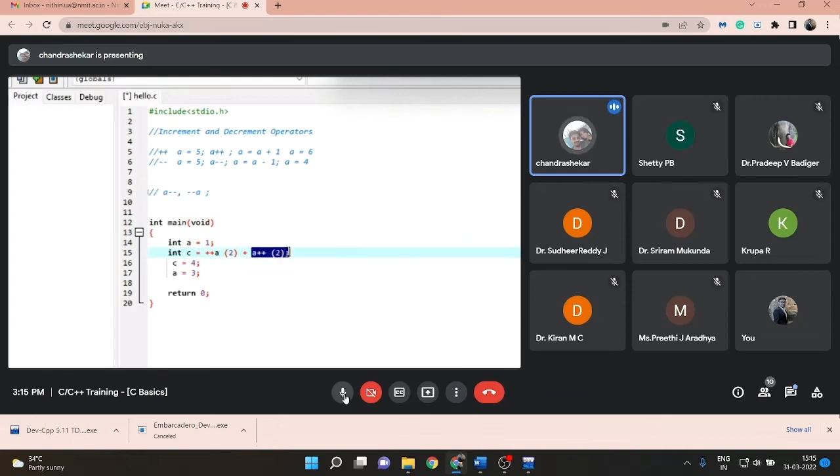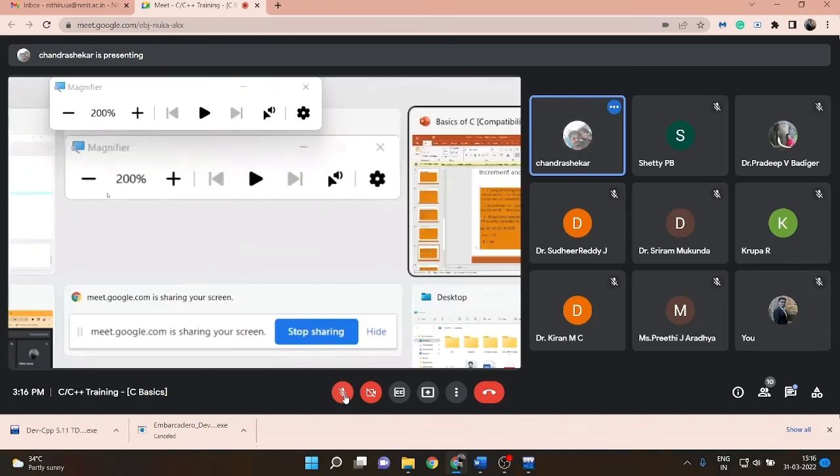It has 2 operands here, and it can have any number of expressions. We are not going to write that complicated logic in our daily life; we always try to write simple code. But there are some very experienced geeks who try to reduce the number of lines as much as possible and include many statements in one single statement. So this is about increment and decrement operators.